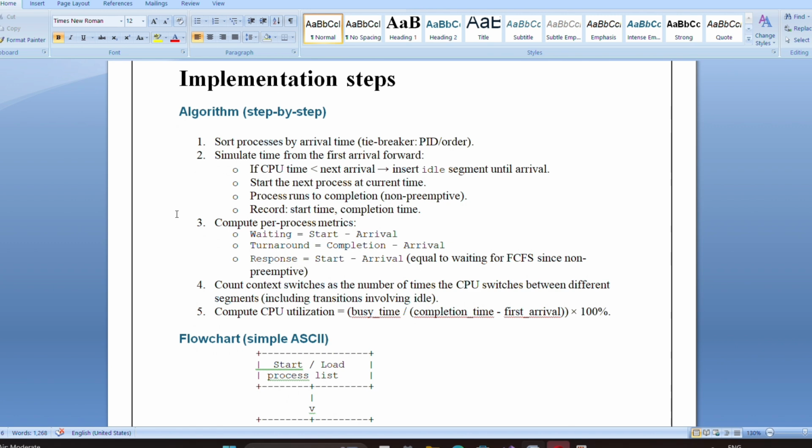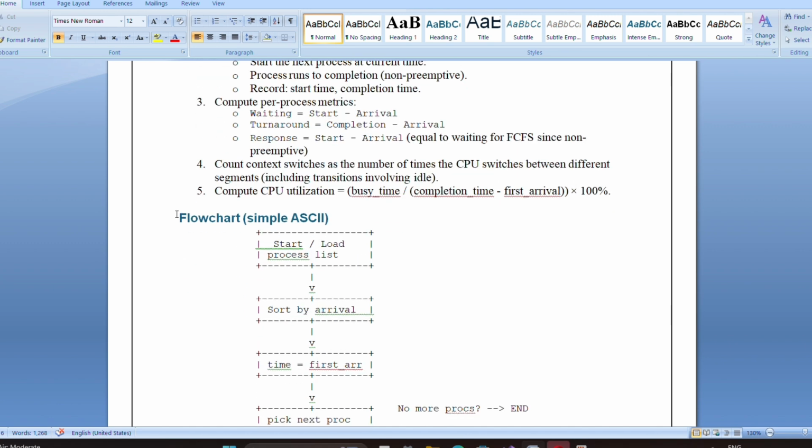Count context switches as the number of times the CPU switches between different segments. Fifth, compute CPU utilization: burst time over completion time minus first arrival, times 100%. The flowchart.